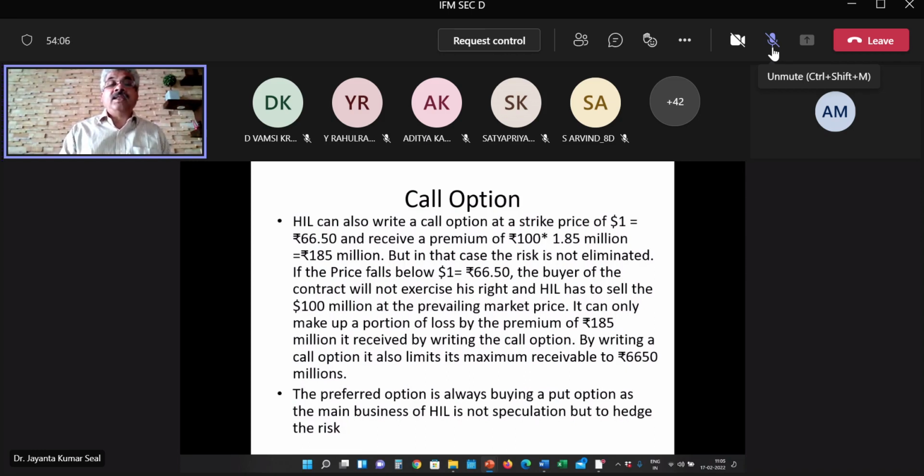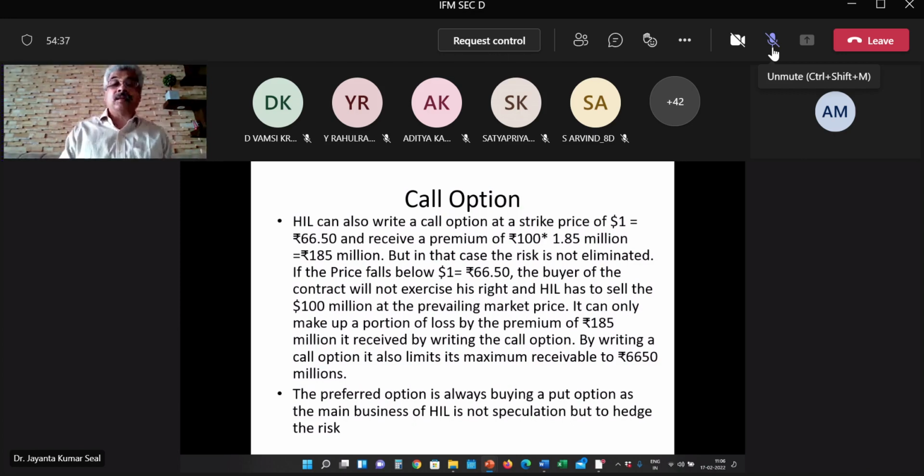But in that case, the risk is not eliminated. If the price falls below 66.5, the buyer of the contract will not exercise his right. Why? Because he has the right to buy at 66.5, but not the obligation. So if the price is less than 66.5, he will buy it from the market. So Hindalco has to sell at a lower price in the market.